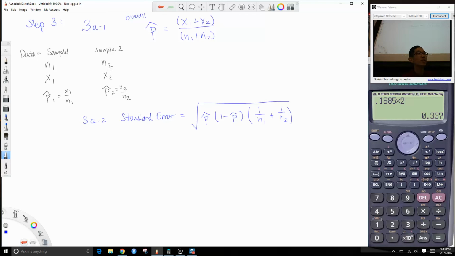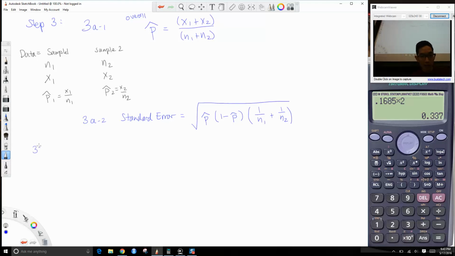What would be given in the question? In the question you'll have n1, n2, x1, and x2 given, and maybe p hat 1 or p hat 2. It's possible they give you n2 and p hat 2, and then you have to figure out x2 yourself. Basically, for each sample, 2 of these 3 will be given, and given 2, you can figure out the third. Is that all right? This is your standard error.